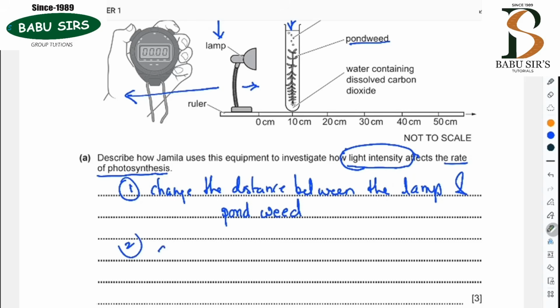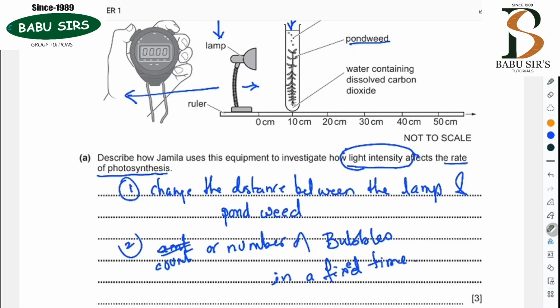You can check with the amount, or instead of amount you can write counts or number of bubbles, in a particular time. So we'll write in a fixed time. So light you can change by increasing the distance or decreasing the distance between the lamp and the pondweed. And how to check the rate of photosynthesis, that you can check with the number of bubbles.